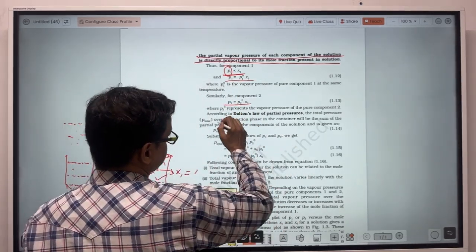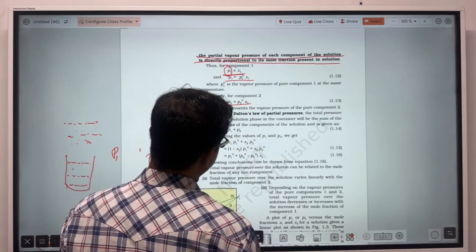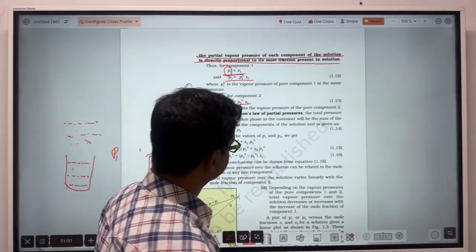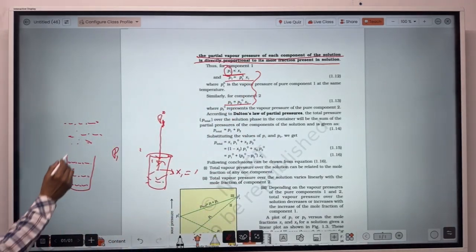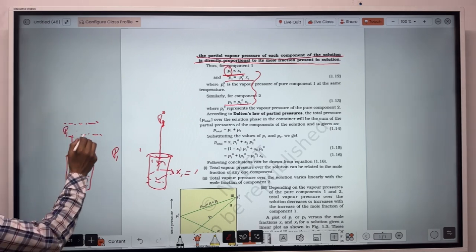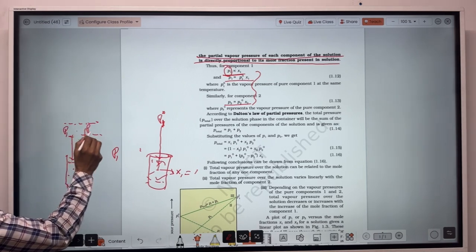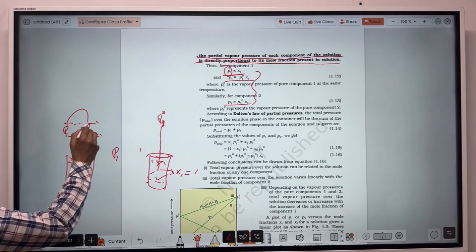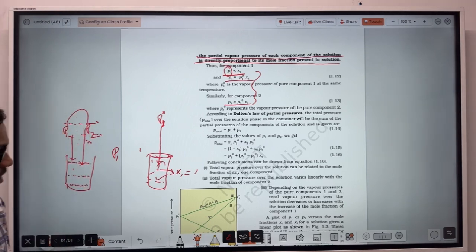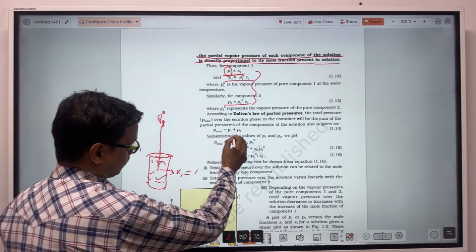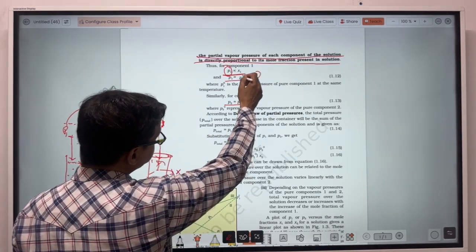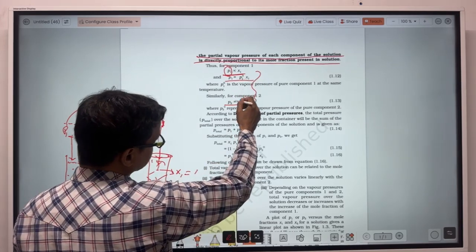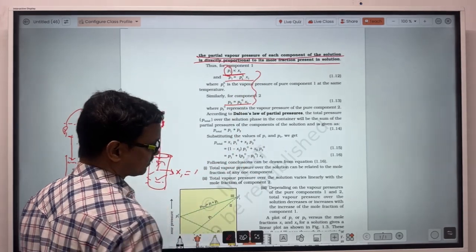Okay. In the same way, P2 will be P degree 2 chi 2. And the total vapor pressure is the addition of both of them. If here, in this liquid, the vapor pressure of liquid 1 is P1 and the vapor pressure of liquid 2 is P2, then the total vapor pressure will be the addition of both of them. So P total will be P1 plus P2. Now the values of P1, that is P degree 1 chi 1, and P2, given as P degree 2 chi 2, are put in.